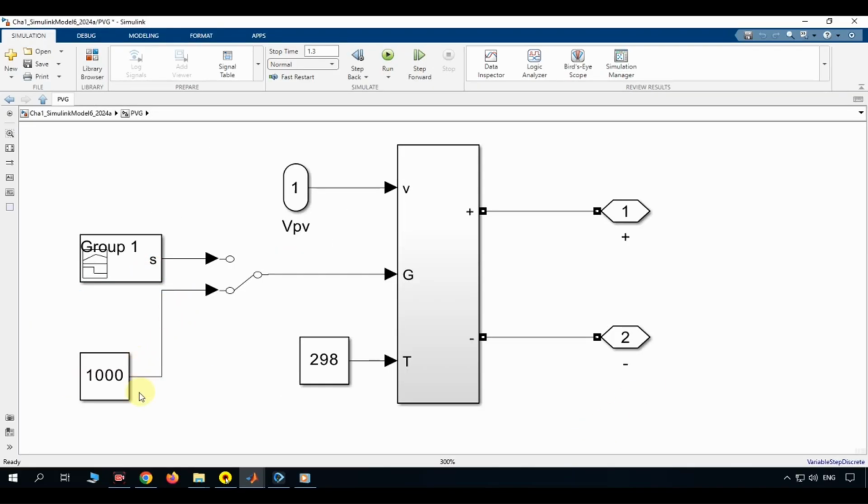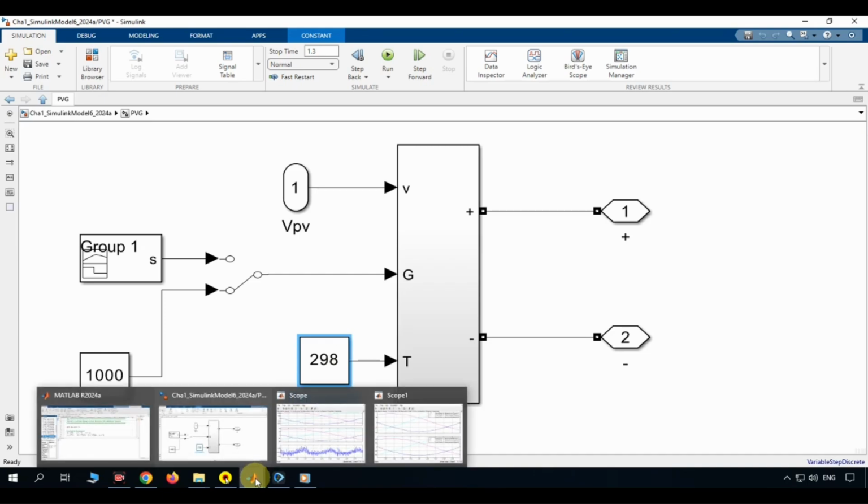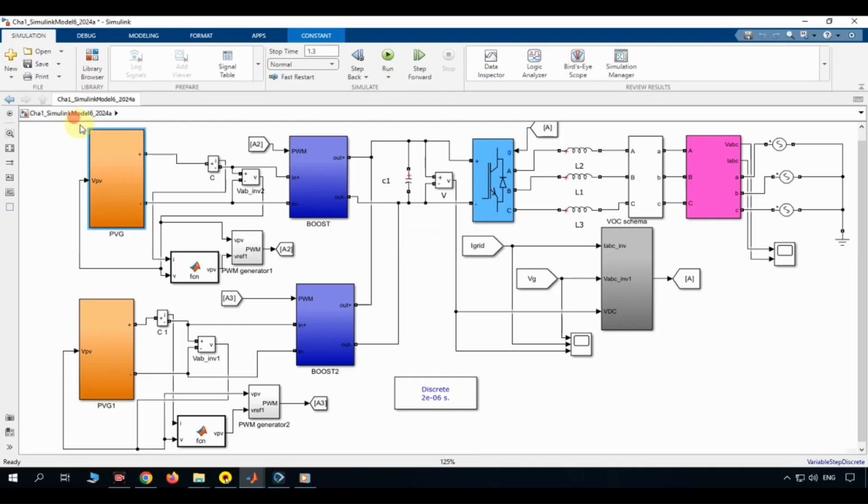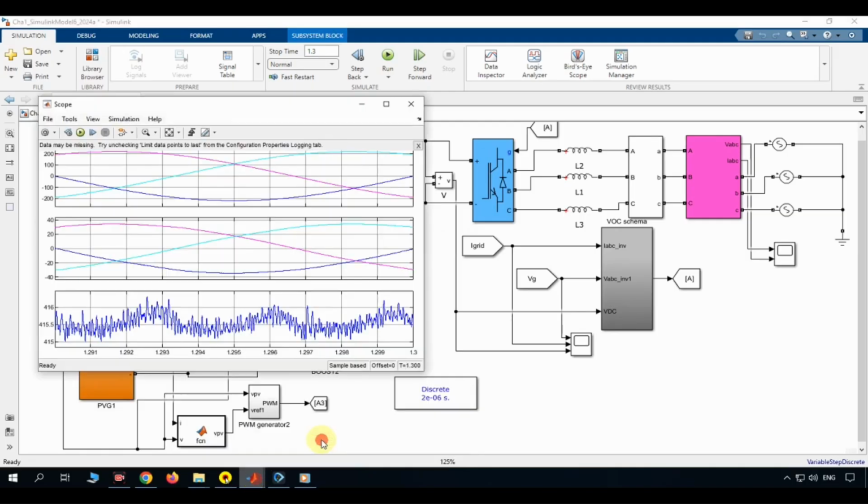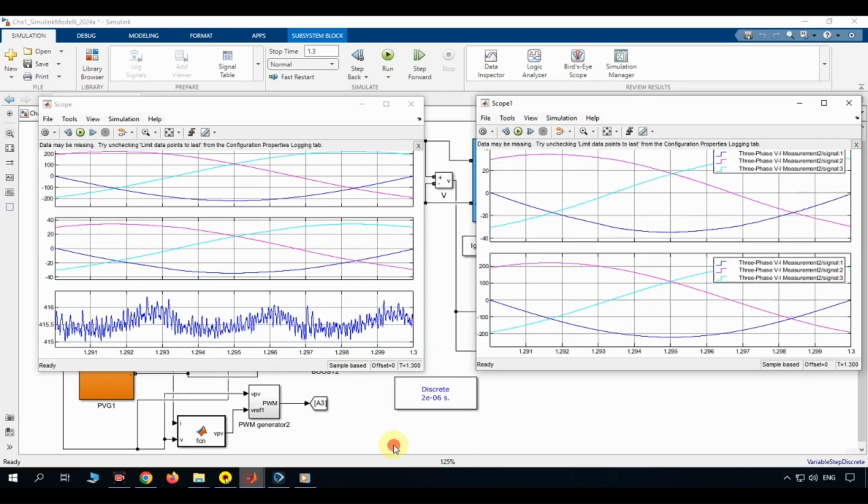Now, let's analyze the simulation results of the grid-connected photovoltaic system operating under standard test conditions. In this simulation, the solar irradiance is maintained at 1000 watts per square meter, while the cell temperature is fixed at 25 degrees Celsius, or 298 Kelvin. Since both photovoltaic generators receive the same irradiance and temperature, they produce identical electrical power. As a result, both boost converters operate under the same conditions and deliver equal power to the common DC link.